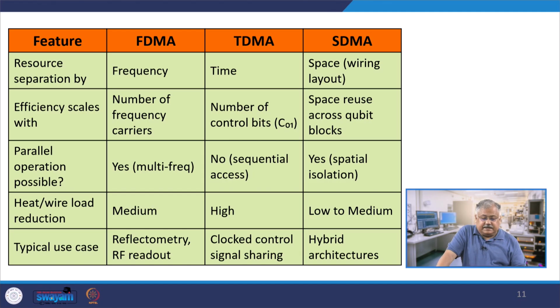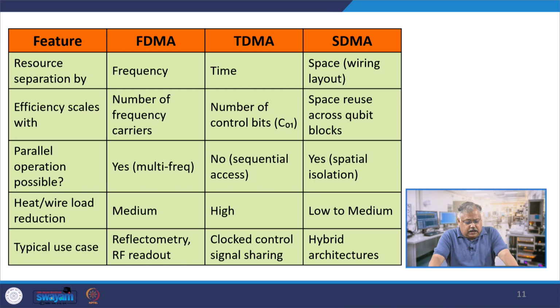How does efficiency scale in the case of FDMA? It gives you a number of frequency carriers, so multiple frequency carriers F1 to Fn can be used, and in TDMA there are a large number of control qubits available. In SDMA, I can use space across all the qubit blocks. Is parallel operation possible? In FDMA, yes, we can have multiple frequencies generated. In TDMA, no, because it is sequential access, block by block the data will go. In SDMA, because of spatial isolation, you can have parallel operation, but the cost you pay is a larger number of wires and wiring layout.